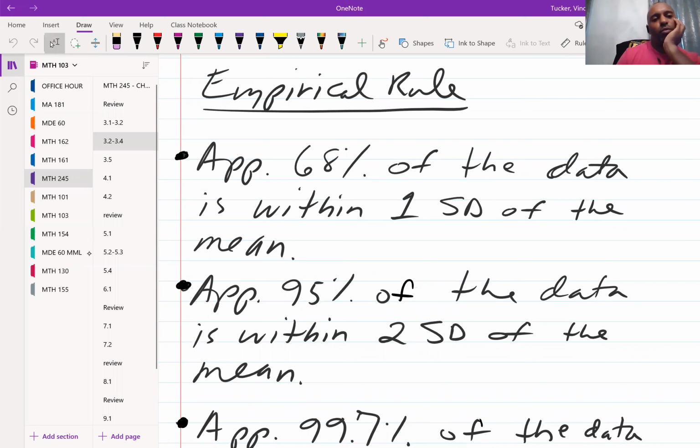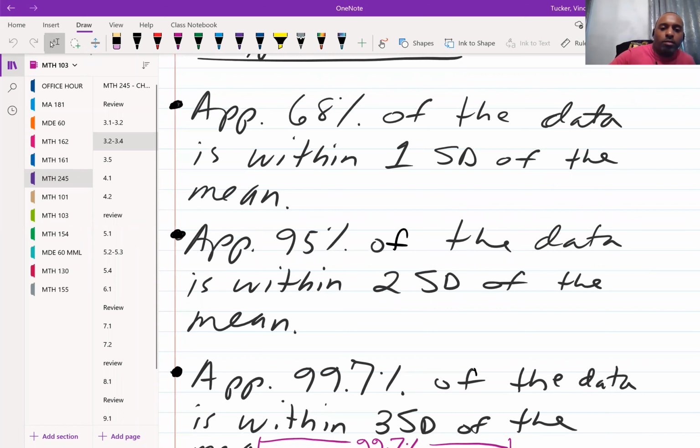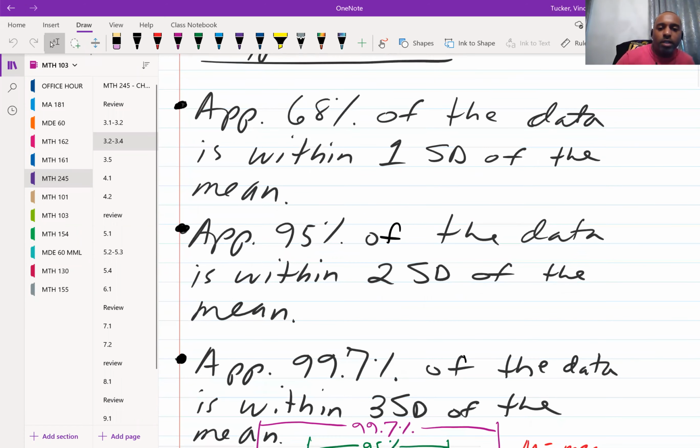All right, so the empirical rule. Shorthanded, that's approximately 68% of the data is within one standard deviation, one SD, of the mean. Approximately 95% of the data is within two standard deviations of the mean. And then approximately 99.7% of the data is within three standard deviations of the mean. Of course, we're going to talk about what that actually means in a second, but I'll give you a chance to write that down.